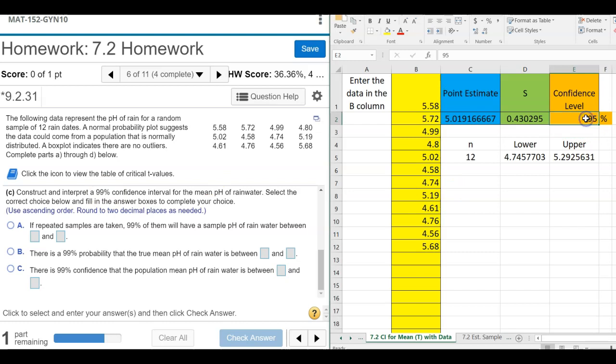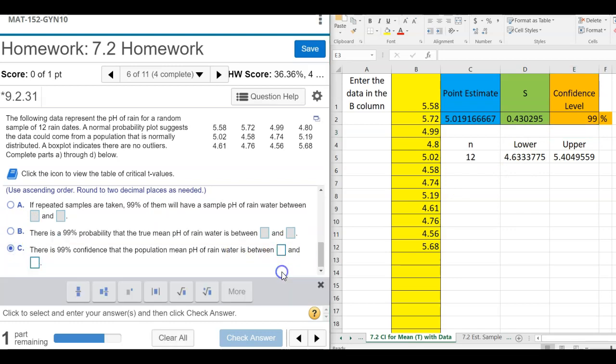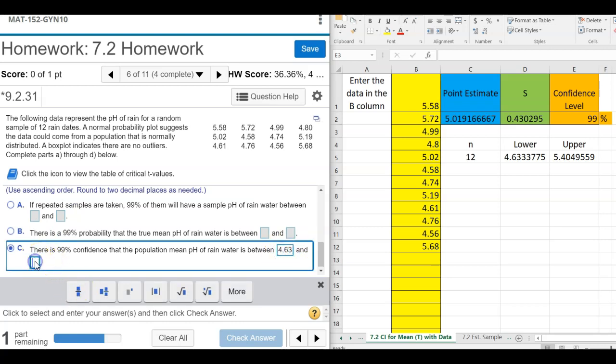So I just go up a little bit more. And now I have 99% confidence that we're between 4.63 and 5.40.